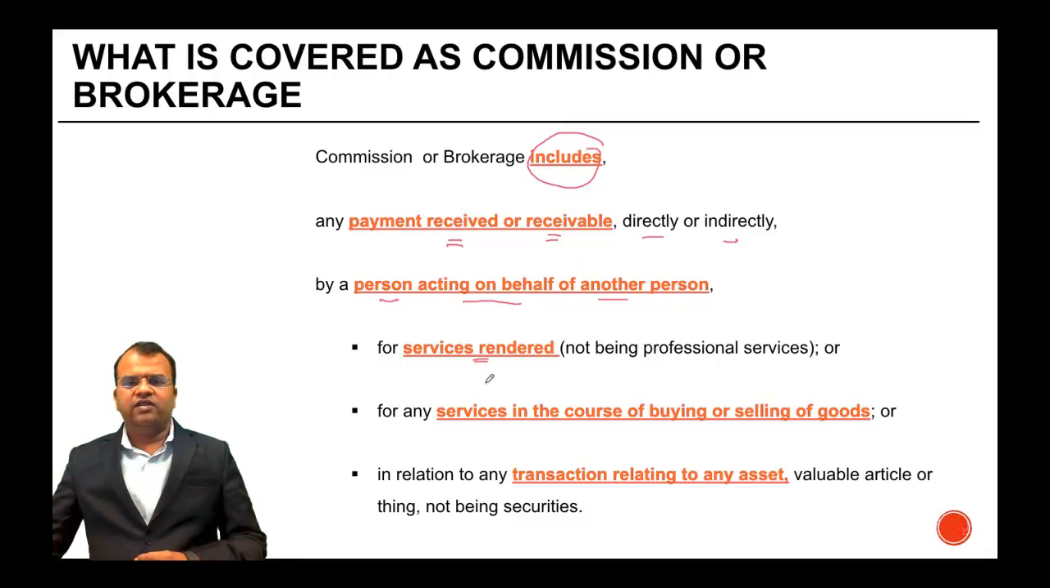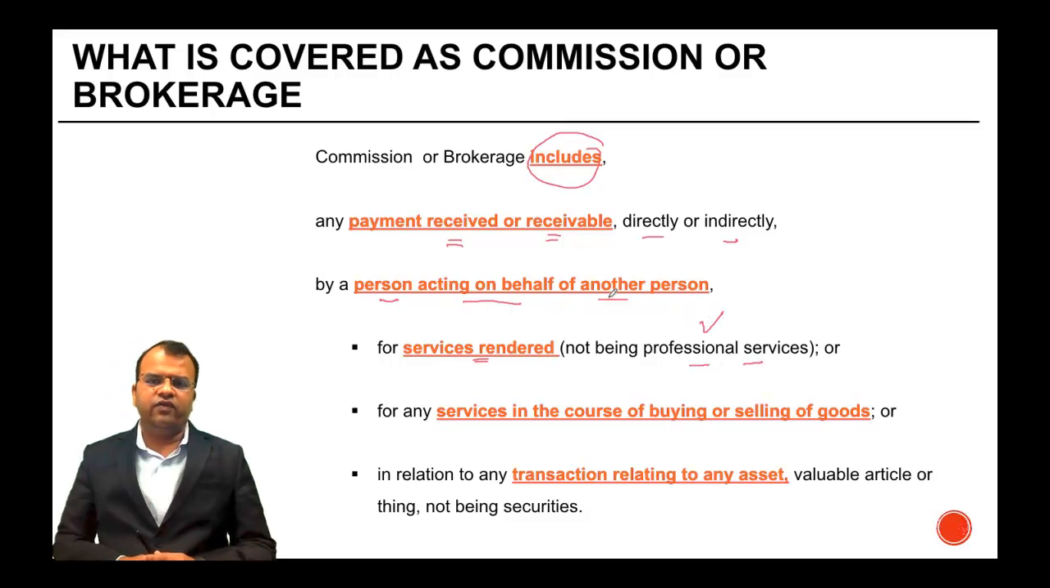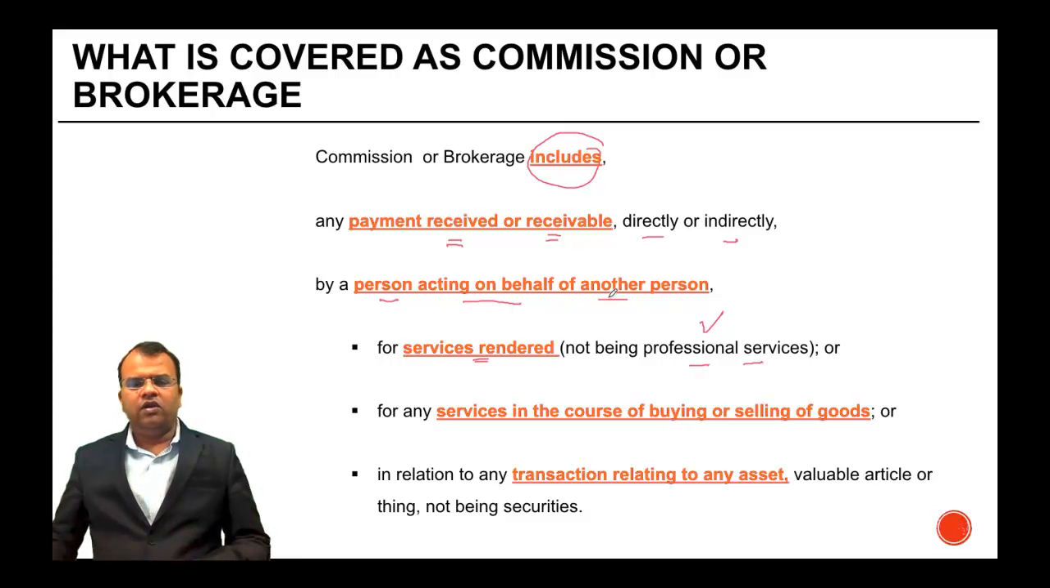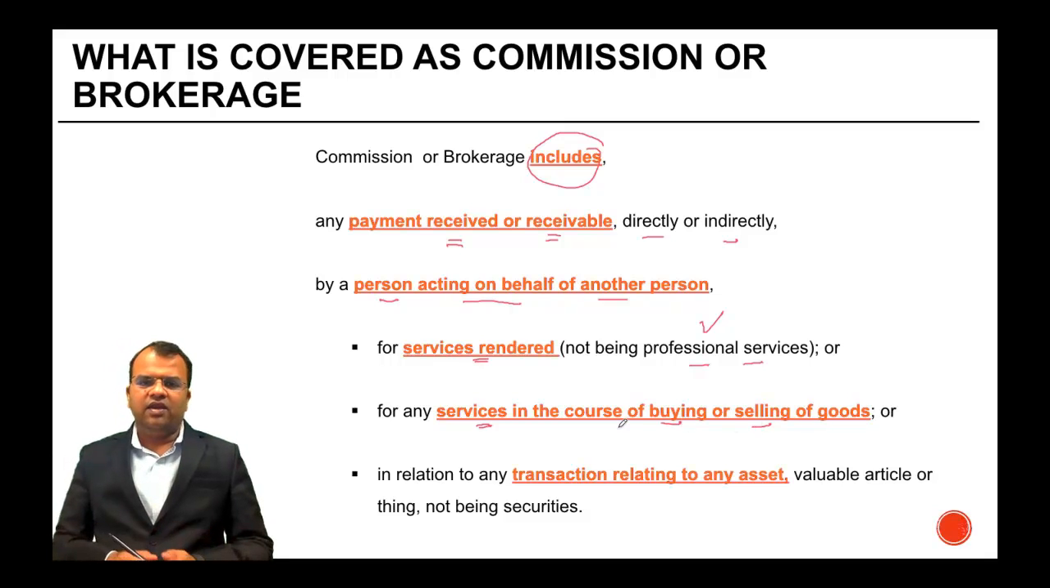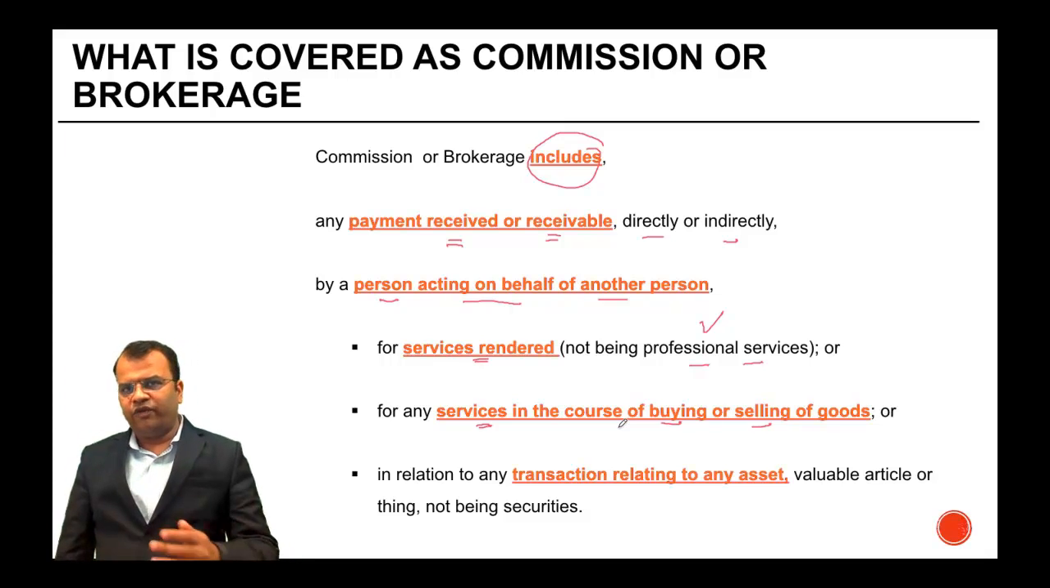For services rendered, not being professional services, those are covered under 194J, and therefore they are not covered here. Or for any services in the course of buying or selling of goods, or in relation to any transaction related to any asset, valuable article or things, not being securities. So if you provide a service which is not in the nature of professional services, and what is professional services?